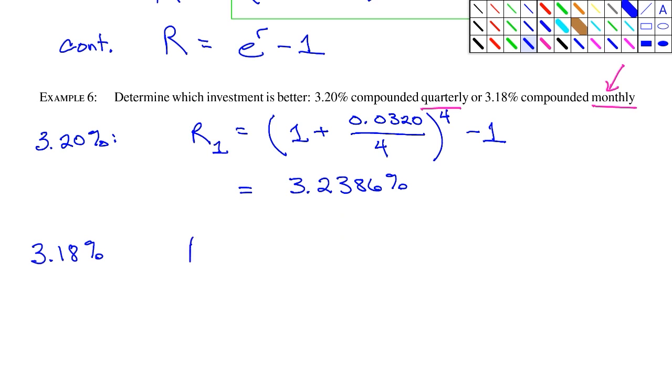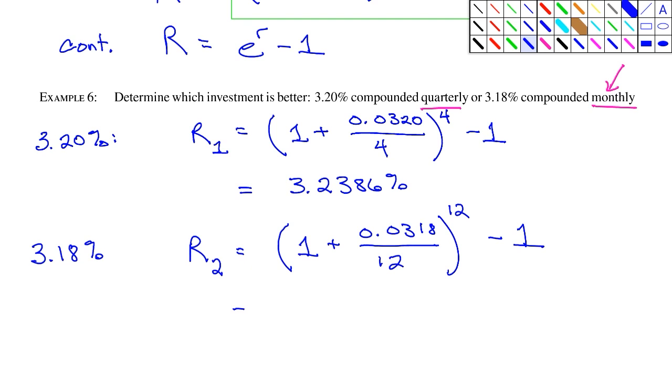And then we have 3.18%. I'll call that one R2. And that's going to be 1 plus 0.0318 divided by 12, raised to the 12th power, minus 1. And this one multiplied by 100 to produce a percentage is 3.2268%. So it did in fact turn out that the 3.2% investment was the better investment, but they were actually pretty close. They were actually much closer than they seemed to start with.